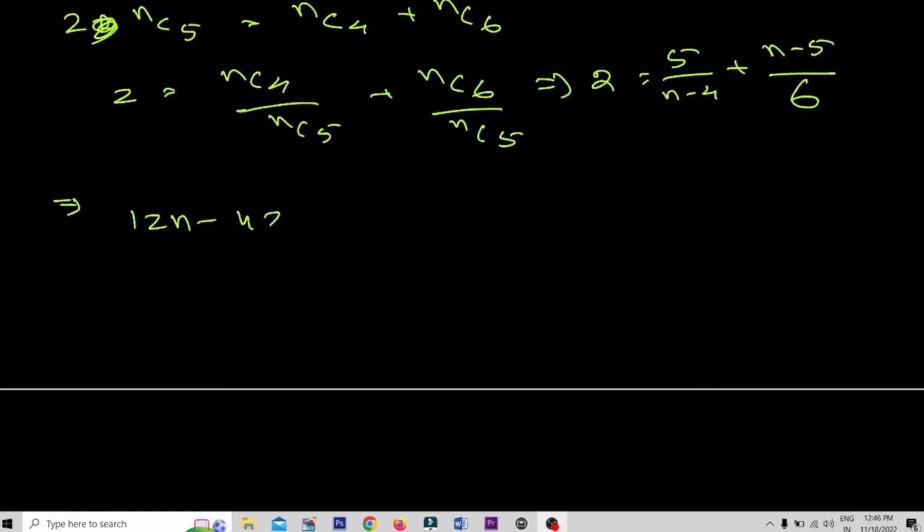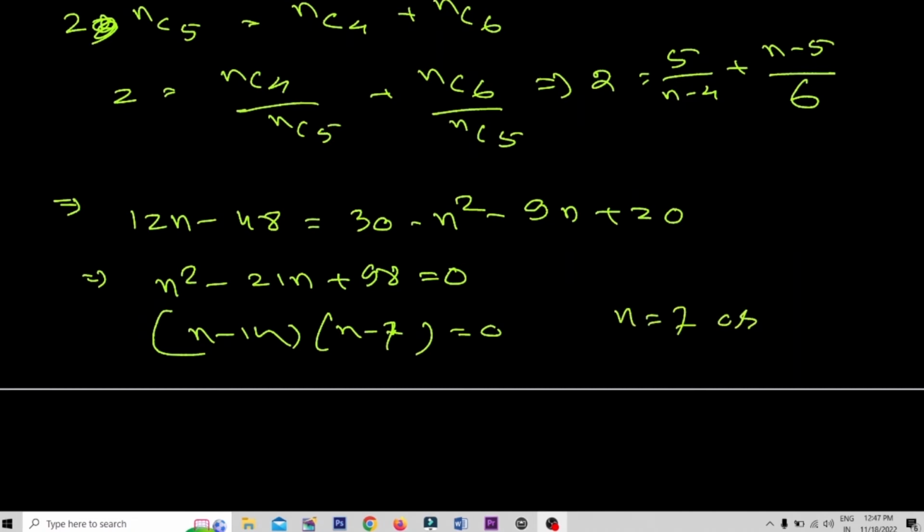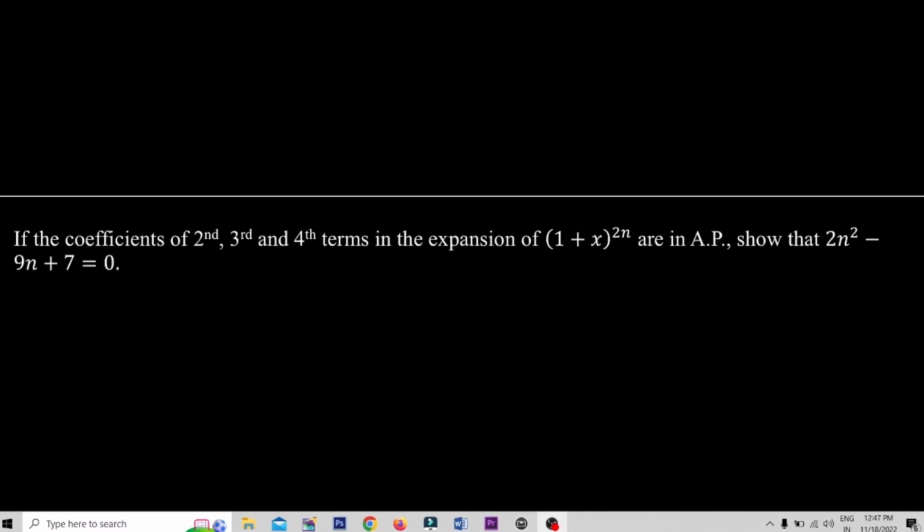12n minus 48 equal to, if we do the LCM and then cross multiply, 30 plus n square minus 9n plus 20. So we can write this as n square minus 21n plus 98 equal to 0. If we factorize, (n minus 14) into (n minus 7) equal to 0. So n equals 7 or 14. Let us continue with the next sum. This is sum number 22.